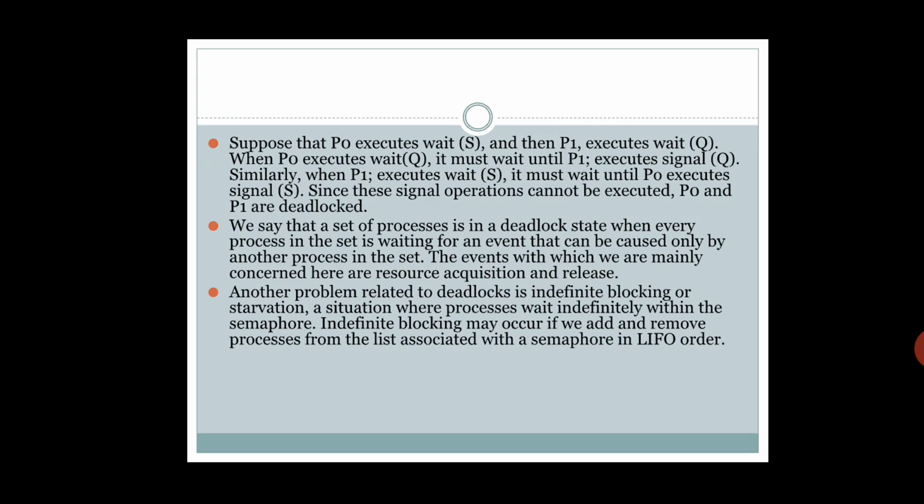Suppose that P0 executes wait S, and then P1 executes wait Q. When P0 executes wait Q, it must wait until P1 executes signal Q. Likewise P1, when it executes wait S, must wait until P0 executes signal S. Since these signal operations cannot be executed, P0 and P1 are deadlocked.